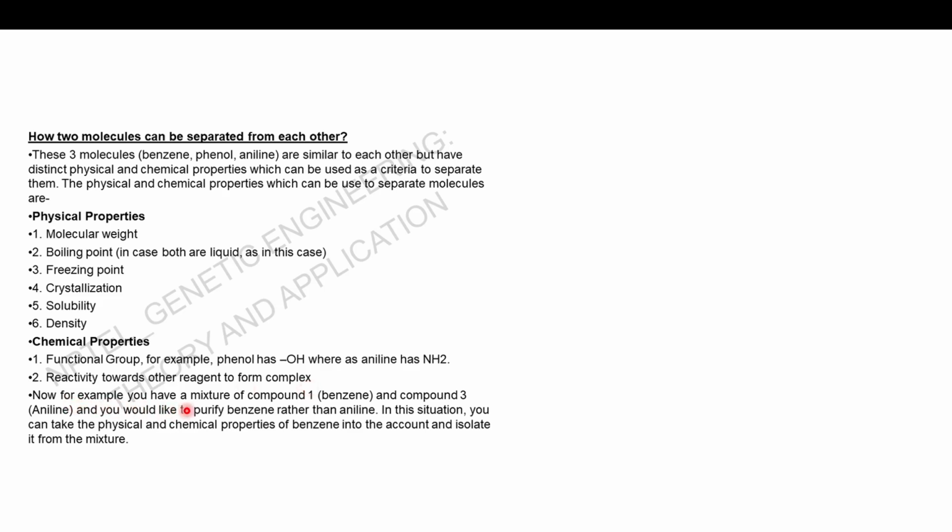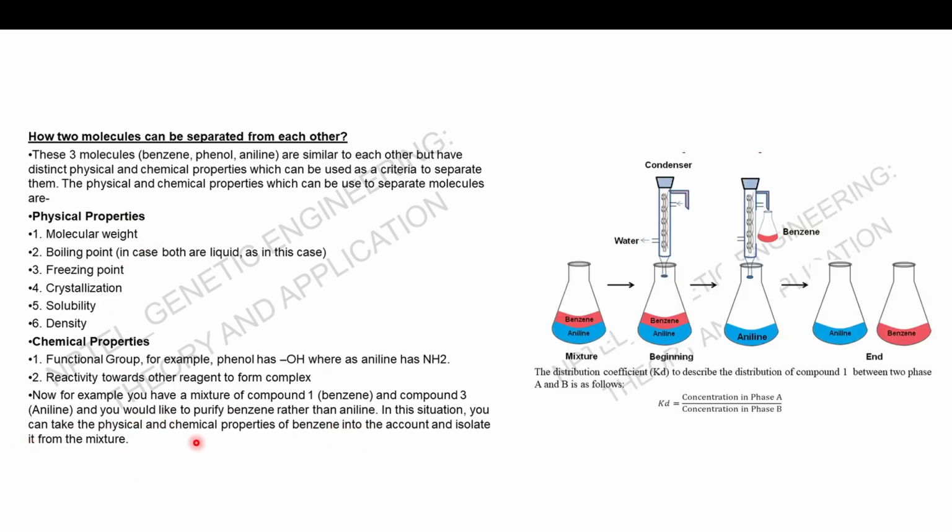Okay. So for example, if you have a mixture of benzene and aniline and you would like to purify benzene rather than aniline, you can take the physical and chemical properties of benzene into account and isolate it from the mixture. So this was the example shown. Suppose these two are mixed here, then these are boiled. Now these will have different boiling points. The one having a lower boiling point will evaporate faster, right? Now benzene has a lower boiling point than aniline. Then what will happen is benzene will form vapor.